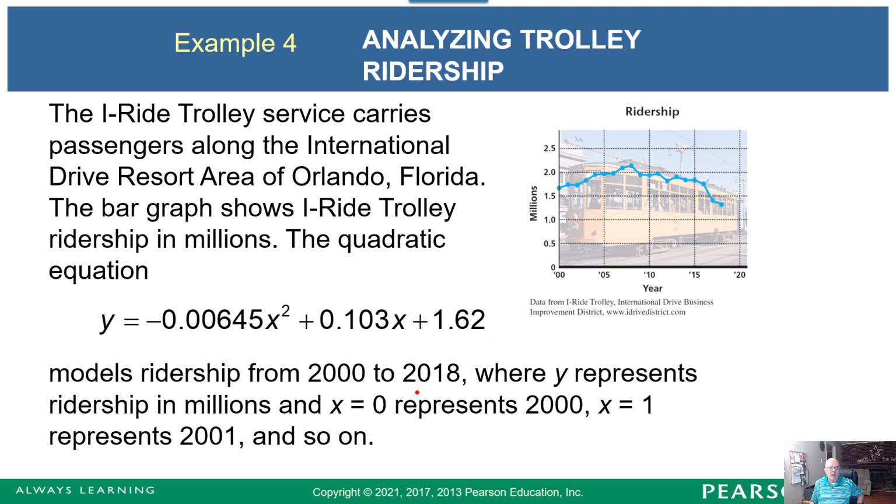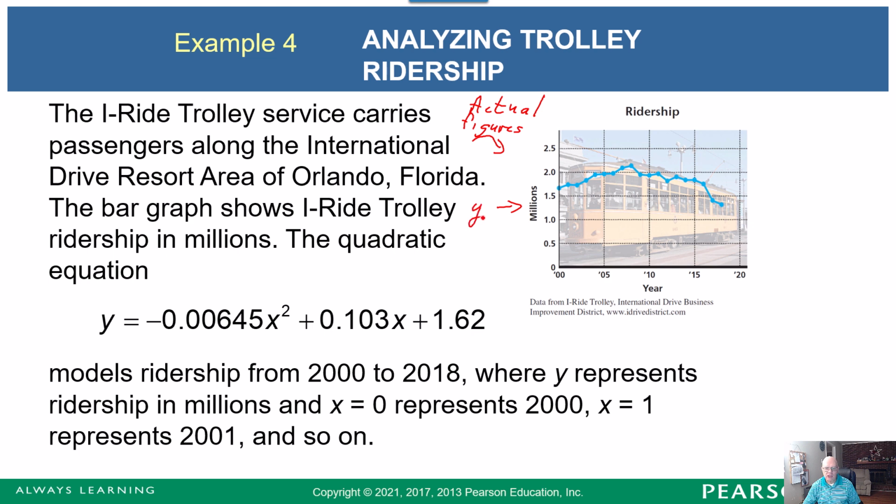Next one, the I-Ride trolley service carries passengers along International Drive in Orlando, Florida. So the bar graph shows the actual readership. These are the actual figures. And we're mostly interested in the ridership, which would be on the vertical axis. That'll be the y, the ridership.